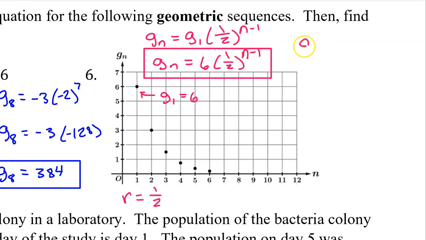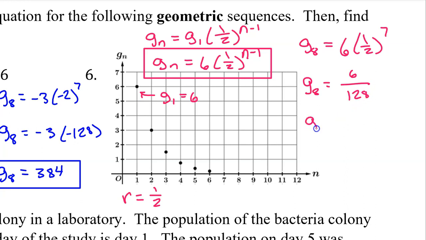Now we need to find the 8th term, which is g8. So that will be 6 times 1/2 to the 8 minus 1 power. That is to the 7th power. On the previous problem, we learned that 2 to the 7th power is 128. So this will be 6 over 128. And then it's just a matter of reducing this down. g8 is 3 over 64.